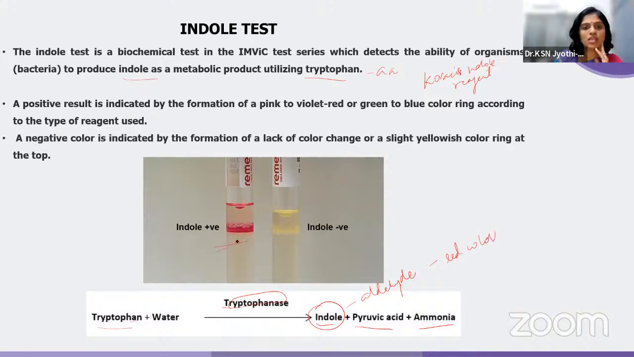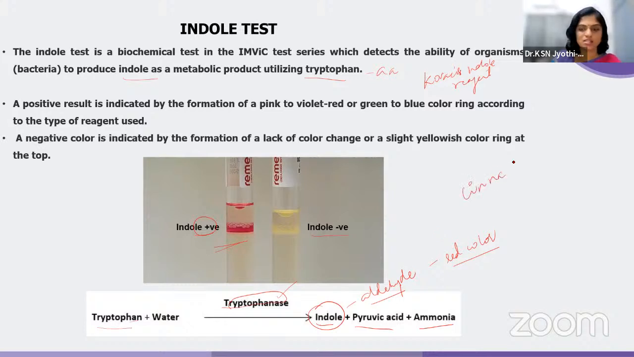So you can observe here, if that particular bacteria has the ability to produce indole, when added with the aldehyde reagent, it will give you a red color. If that particular sample doesn't have bacteria that has tryptophanase, it will not convert tryptophan to indole. Therefore, it will not give you a red color. The positive color is a pink to violet red ring that is formed, depending upon the reagent that is used. There are various aldehyde molecules that can be used.